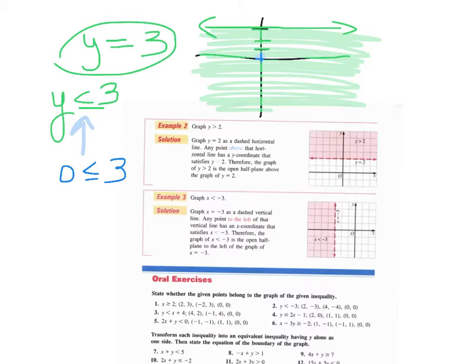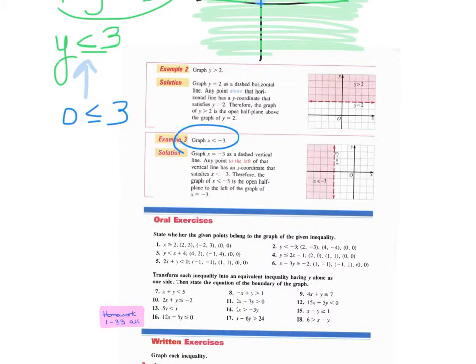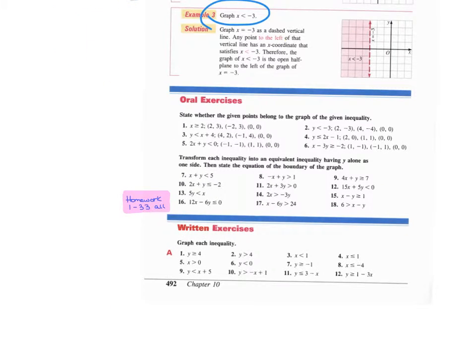The same thing when it's x equals, or x is less than, or x is greater than a number. This time the line would be vertical. So this is all we're doing on this. You've got to remember how to graph lines. So your homework for this is 1 through 33 all.